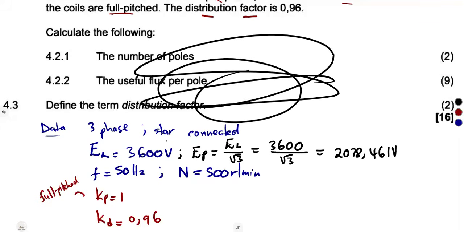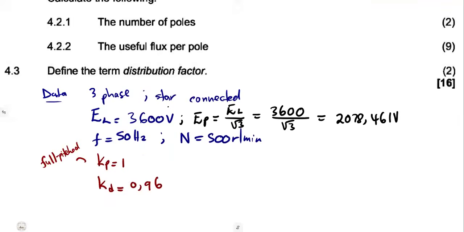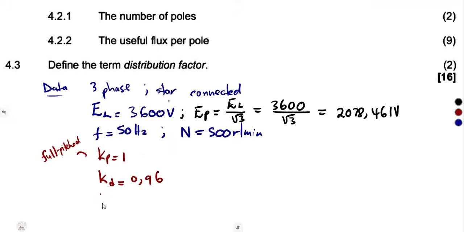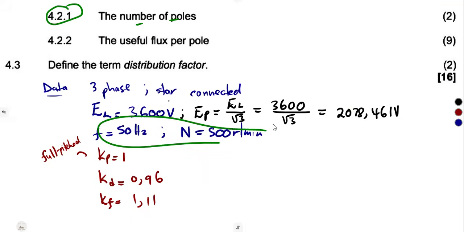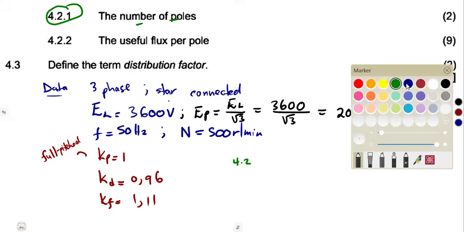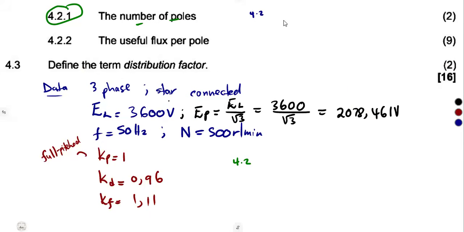And also, according to this, we are not given the form factor. Even later on, you are not given anything about the form factor. So you take your form factor to be equal to 1.11 in case you are going to need it in your calculations. You're not given that. So that was it, guys. Let us quickly check our question 4.2.1, the number of poles. So, like I said, from frequency and the speed there, we can use this to calculate the number of poles. Let me just use this space here, 4.2.1.